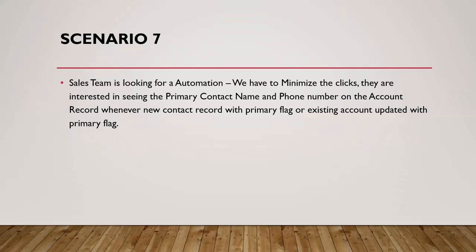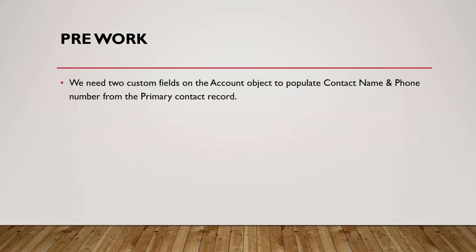What they are looking for is, whenever they are calling, they want to minimize the risk, and it will be easy for them when they are looking at the account, and they can view the primary contact and phone number on the account page itself. We have understood the scenario. Let's understand the pre-work required for this automation.